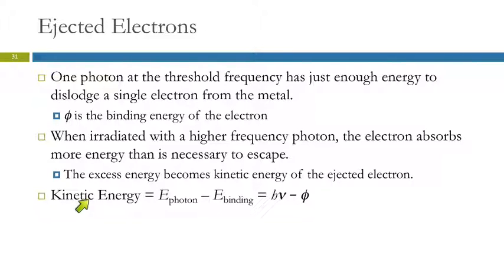So the kinetic energy of the ejected electron equals the energy of the photon that comes in minus the energy that was binding it. So this gets spent at the door, and what's left is the kinetic energy. So it's h nu minus phi. Go home and say, hey, I learned that E equals h nu minus phi. You're going to go, what?